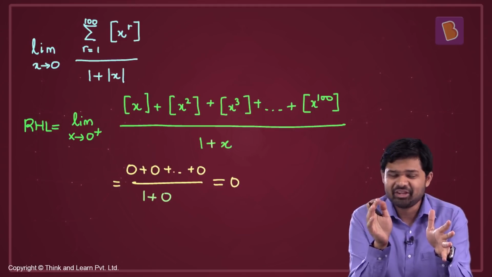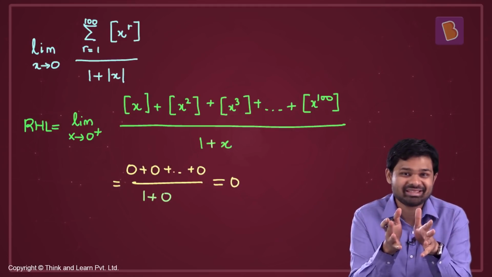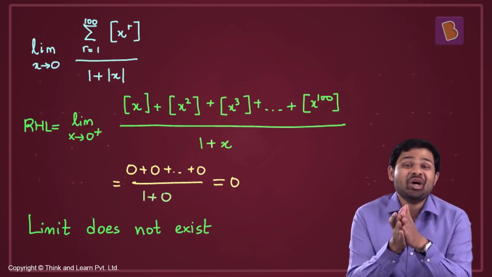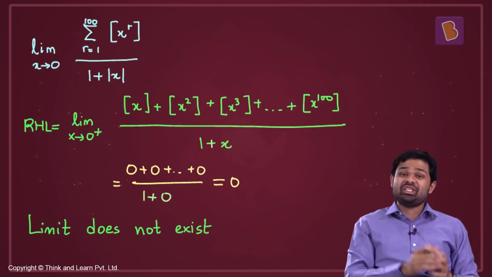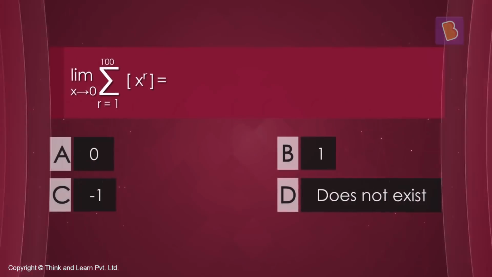The left hand limit is -50, the right hand limit is 0. This means that the limit does not exist. So the correct answer to this question is that limit does not exist.